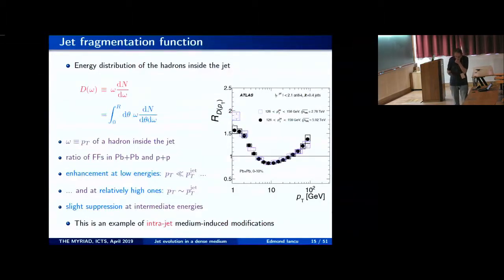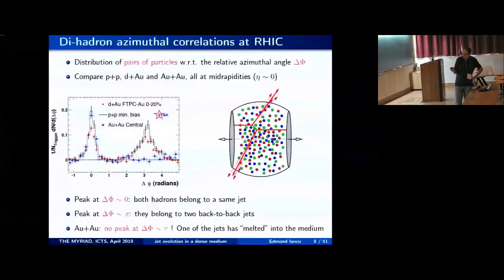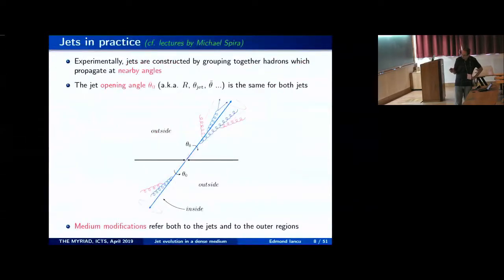Another observer, which is very important for understanding physics, was called the jet fragmentation function, which shows the energy distribution of the hadron inside the jet. So now, with respect to this cartoon I had before, I'm really looking at the structure, at the distribution of partons inside the jet. I don't care what happened outside.